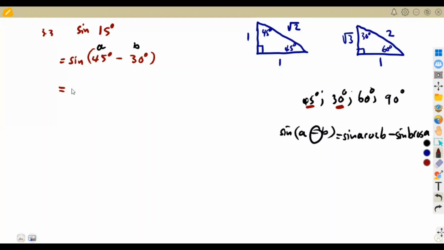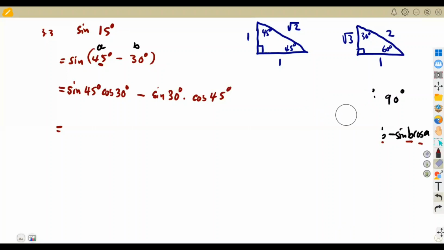So our A is 45 degrees, so it is going to be the sine of 45 degrees, then the cos of B, where our B is 30 degrees. So it's going to be cos of 30 degrees, minus the sine of B, which is 30 degrees, so the sine of 30 degrees times the cosine of A, of which our A is 45 degrees, so the cos of 45 degrees. That is the idea there. So you can now substitute this, because we have these from our special angles.